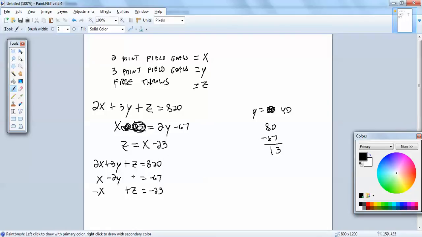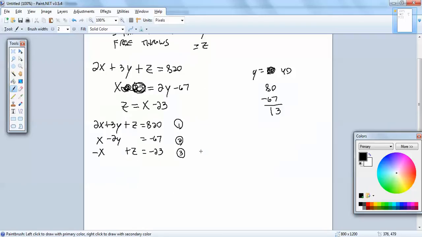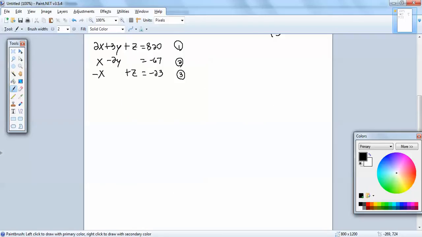Now I want to eliminate the z's. Now the second equation is perfect. It doesn't have any z's. So we're going to group the first one and third one together to eliminate the z's. So 2x plus 3y plus z is equal to 820. And negative x plus z is equal to negative 23. And the second equation stands by itself because the z is already eliminated.